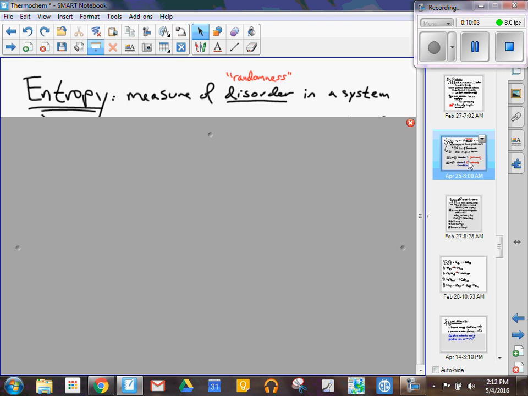And the answer is a thing called entropy. Now, entropy is kind of an unusual and hard to quantify measure of a system. What it measures is, you can think of it as randomness or disorder in a system. So how messed up something is.